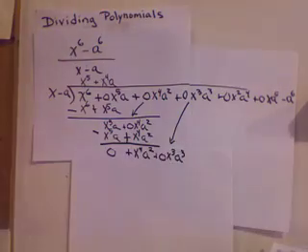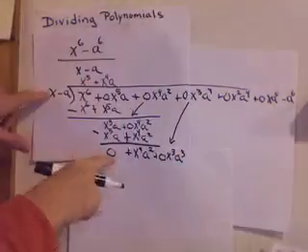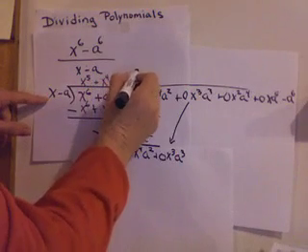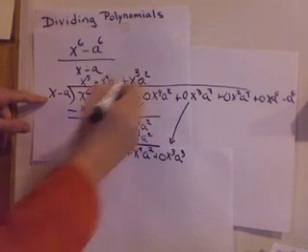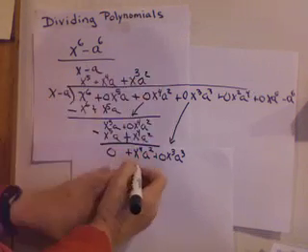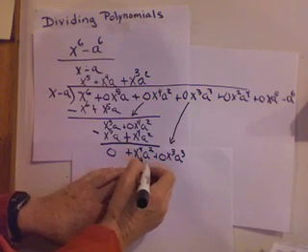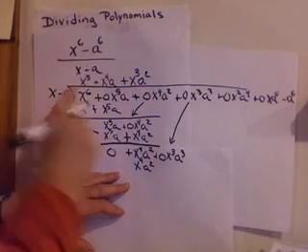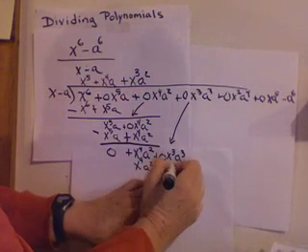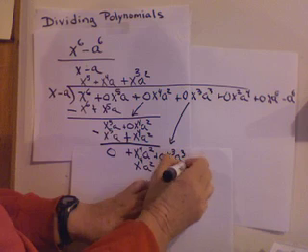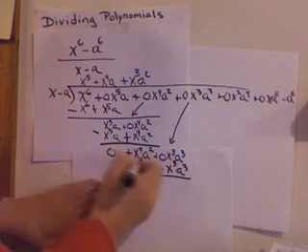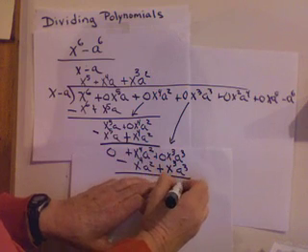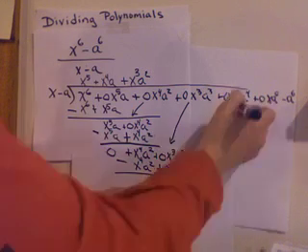Okay? What times x is x to the 4th a squared? X to the 3rd a squared. X to the 3rd a squared times x is x to the 4th a squared. X to the 3rd a squared times a is negative x to the 3rd a to the 3rd. Draw the line, change the sign. I get x to the 3rd a to the 3rd plus, bring down the next term.